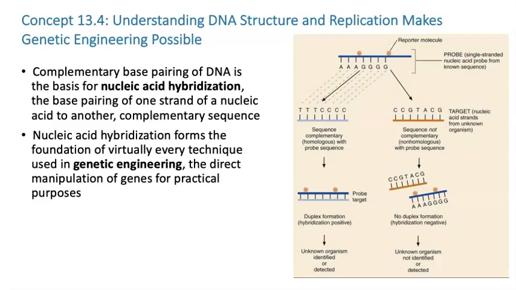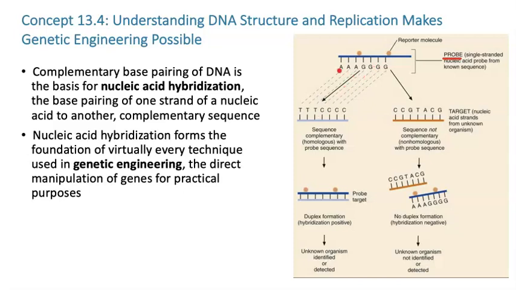The first one we're going to talk about is how the very structure of DNA and how it replicates makes genetic engineering possible. So take a look at this strand of DNA right here. This particular strand of DNA is called a probe, and we're going to use this probe, which is usually single-stranded, and it's been built based on a known sequence of DNA. And we're going to use it to hybridize with a complementary sequence.